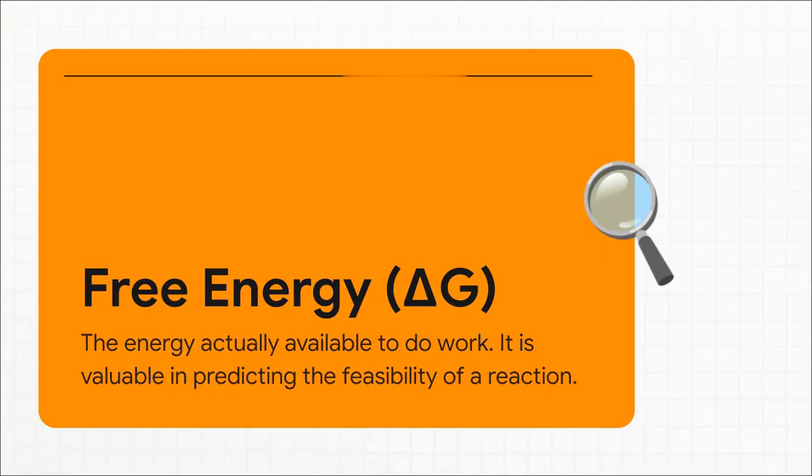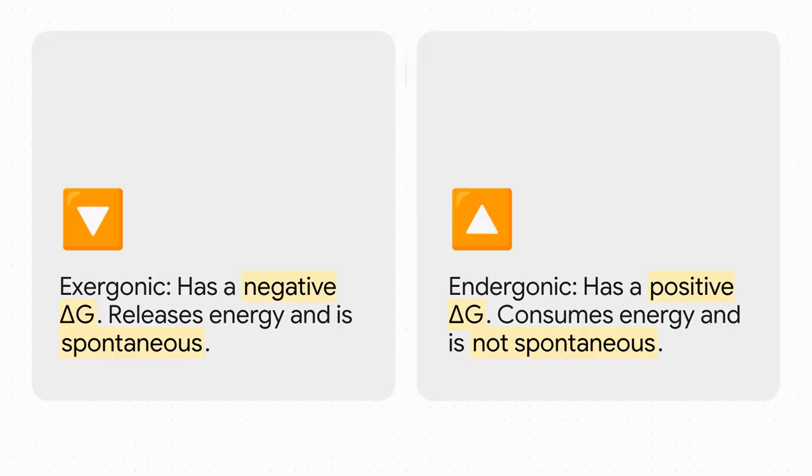All right, so first concept, free energy, or delta G. The simplest way to think about this is it's the amount of energy that's actually available to get work done. It's the key number that tells us if a reaction is going to happen by itself or if it needs a little push.